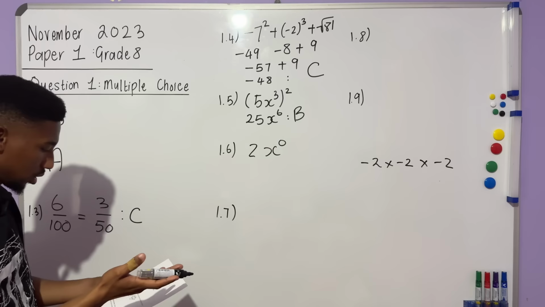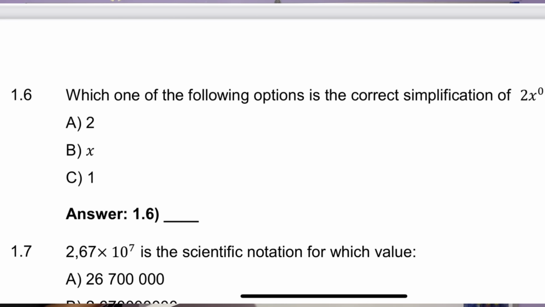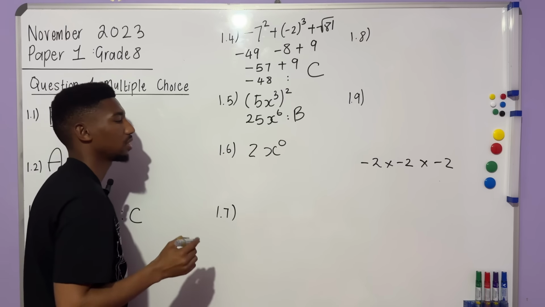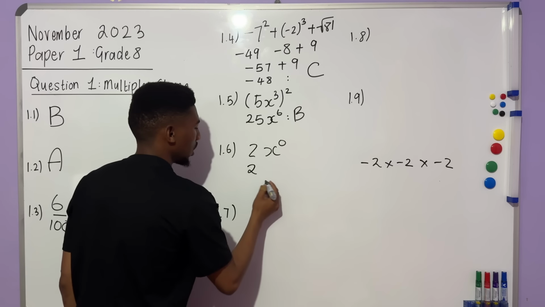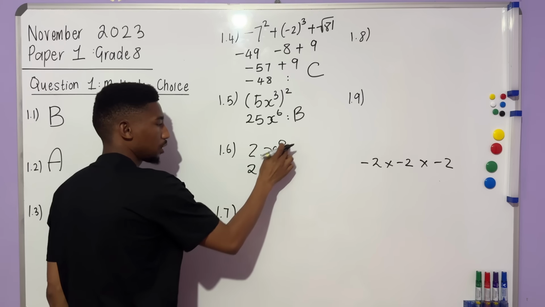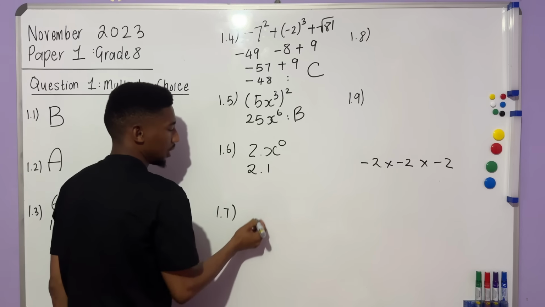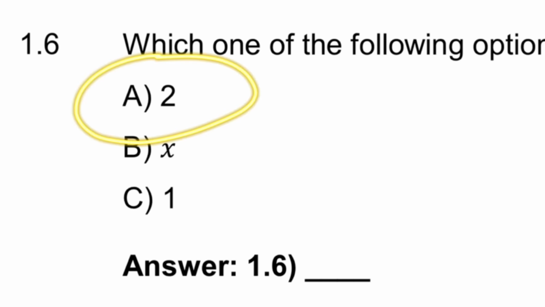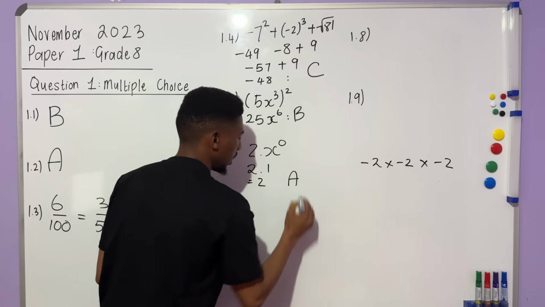1.6. The question asks which one of the following options is the correct simplification of 2x to the power of 0. Again, that 0 only applies to the x, and when anything has the power of 0, remember this is 2 times x. Okay, and x to the power of 0 is simply 1. So 2 times 1 is simply 2. That would mean our answer would be A.